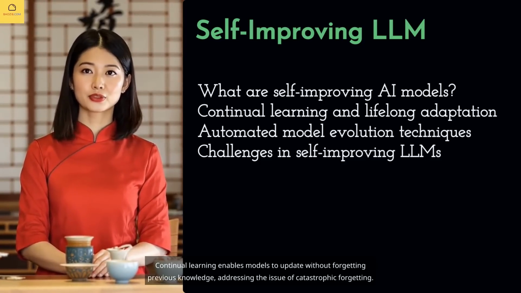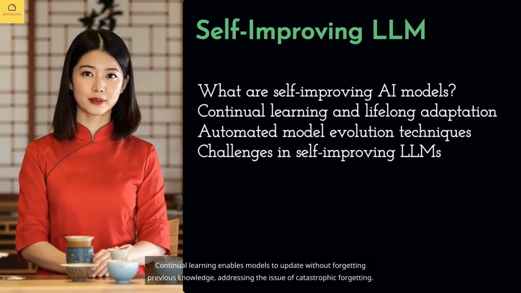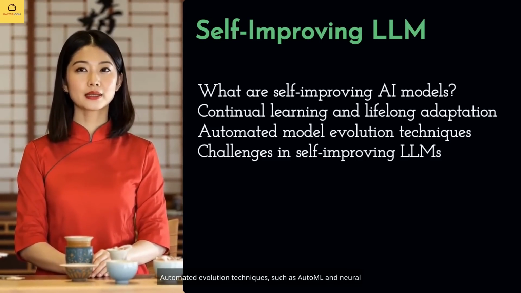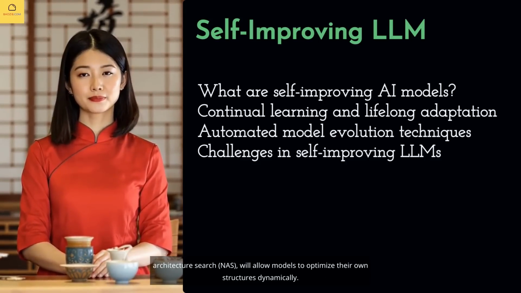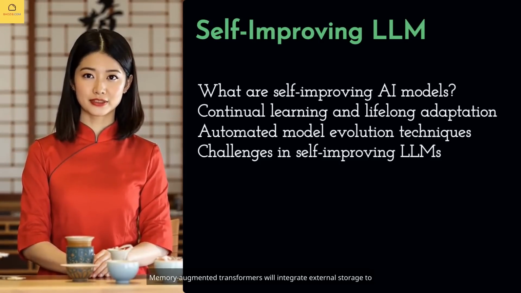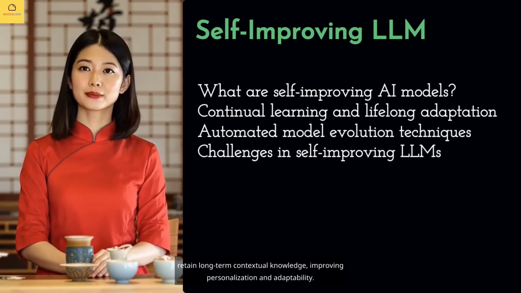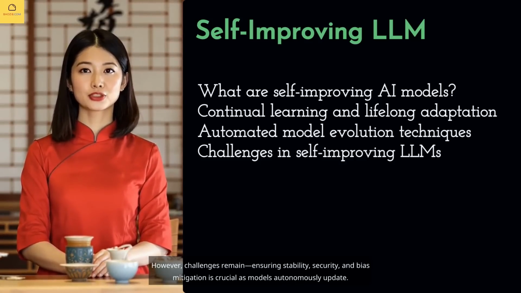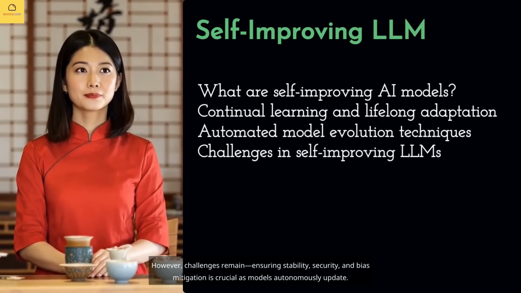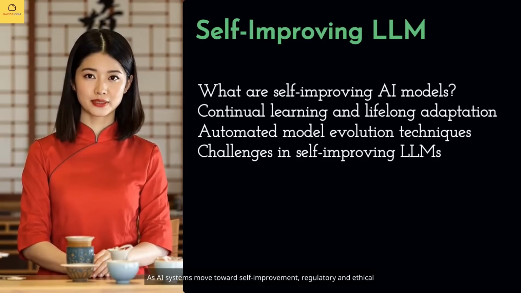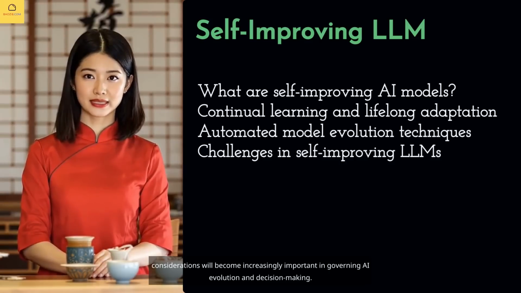Continual learning enables models to update without forgetting previous knowledge, addressing the issue of catastrophic forgetting. Automated evolution techniques, such as AutoML and Neural Architecture Search (NAS), will allow models to optimize their own structures dynamically. Memory-augmented transformers will integrate external storage to retain long-term contextual knowledge, improving personalization and adaptability. However, challenges remain. Ensuring stability, security, and bias mitigation is crucial as models autonomously update. As AI systems move towards self-improvement, regulatory and ethical considerations will become increasingly important in governing AI evolution and decision-making.